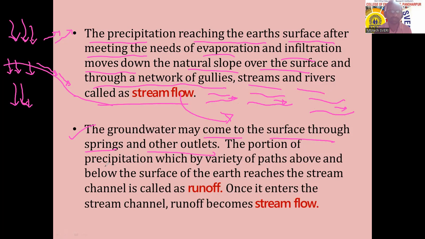Then, the groundwater may come to the surface through springs and other outlets. The portion of the precipitation which, by a variety of paths above and below the surface of the earth, reaches the stream channels is called runoff. See what he is saying.